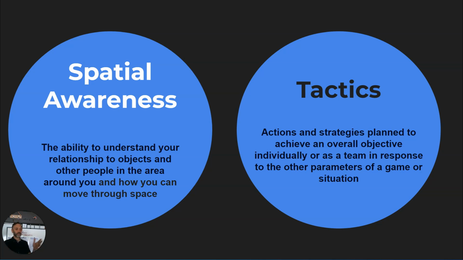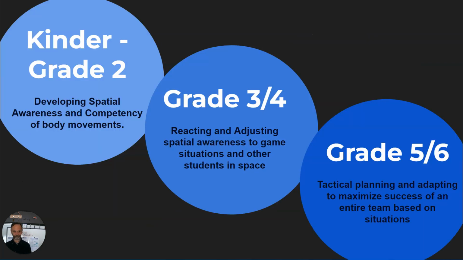Now, why are these two things so closely related? If we're not aware of our own body, how do we interact when we're doing offense, defense? It's really hard to work with other people unless we have control over our own bodies. In a nutshell, when we look at kindergarten to grade 2, what the curriculum, the cusps, are asking us to do with these groups is to develop spatial awareness and competency of body movements.